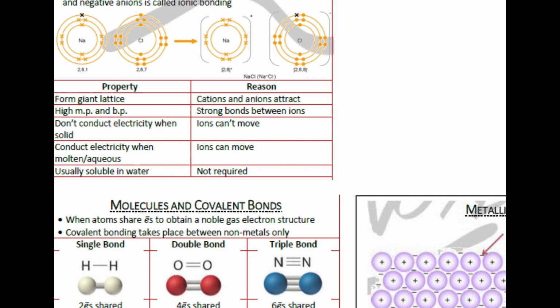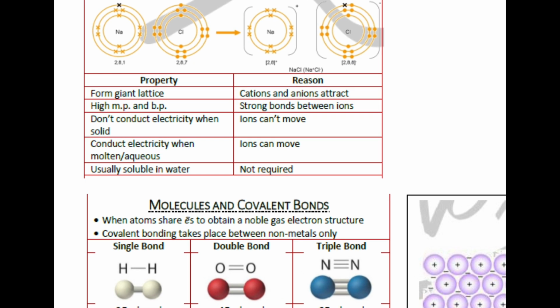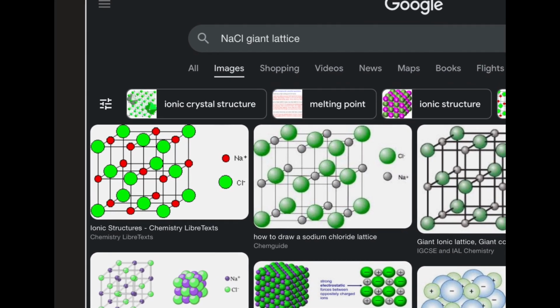The next point is high melting point and boiling point. Why? There are so many ionic bonds. If you look at the giant lattice just now, there are so many ionic bonds. Every line that you see is an ionic bond. Let's see it again. So many straight lines over there. The straight lines are the ionic bonds.